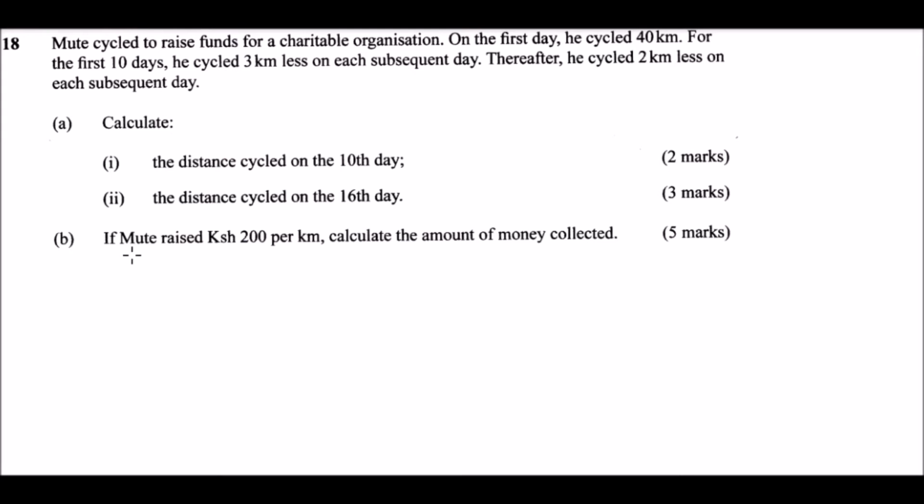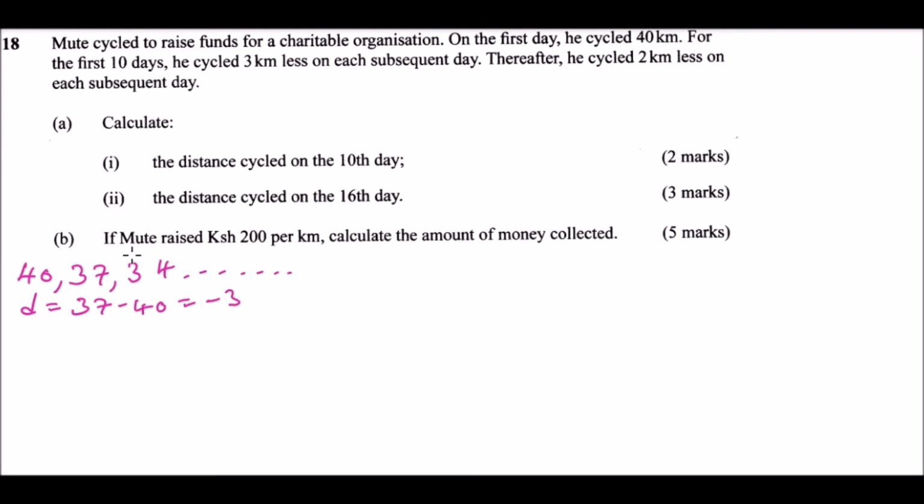So you start by saying, since he started with 40 kilometers, it means he was reducing each day by 3 kilometers for the first 10 days. So the second one is 37, the third one is 34. So the sequence is like that. We can say common difference is equal to 37 minus 40, which is equal to minus 3.